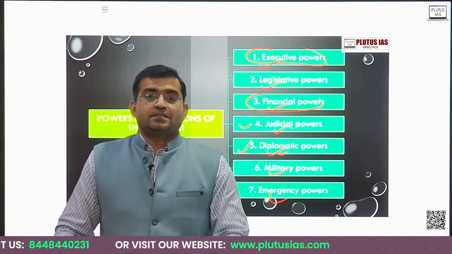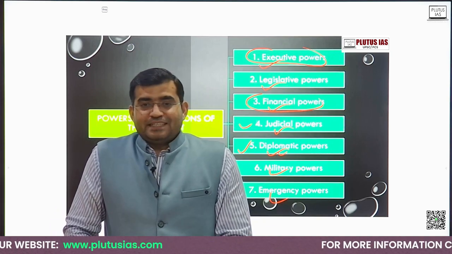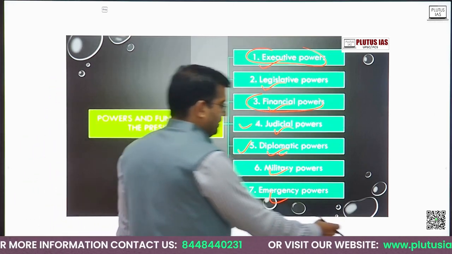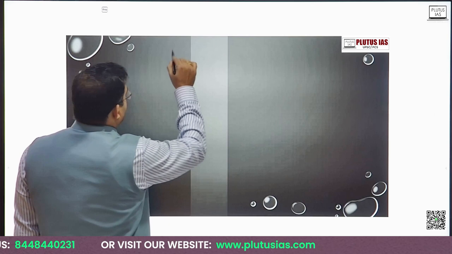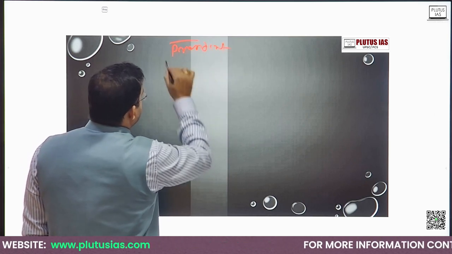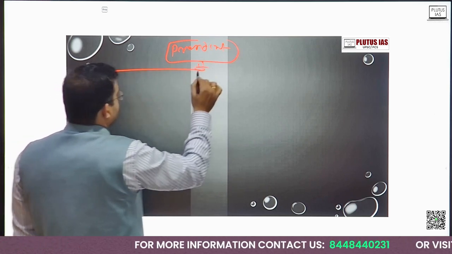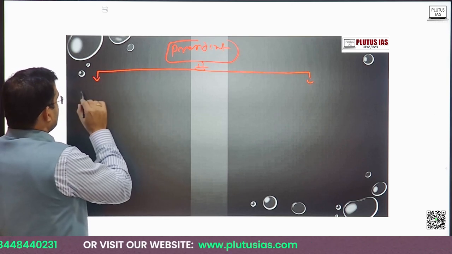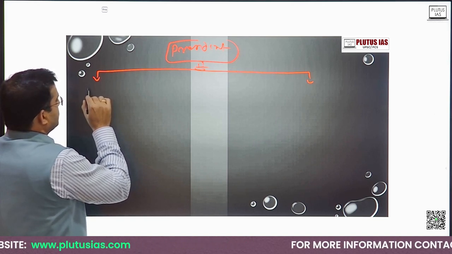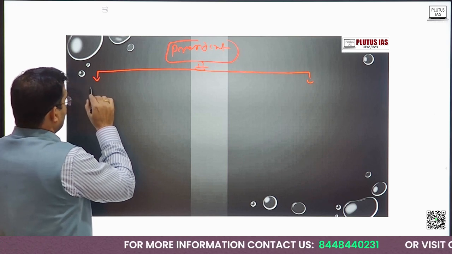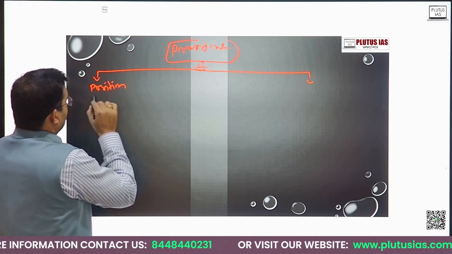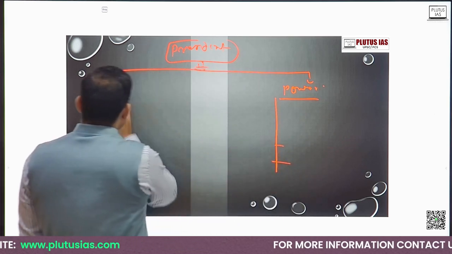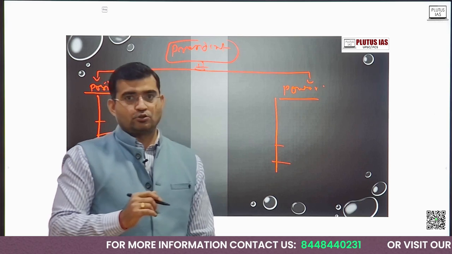We can easily memorize all such things if we are aware of the structure of this topic. Here I draw a structure. If we say the President, how should we deal with it? The President can be easily handled if we classify the provisions related to the President into two categories: the provisions related to the position of the President, and the powers and functions of the President. This way we can easily handle all such aspects of this topic for the prelims examination.